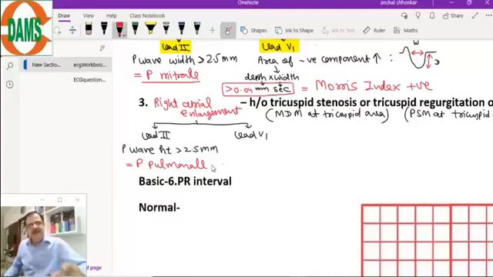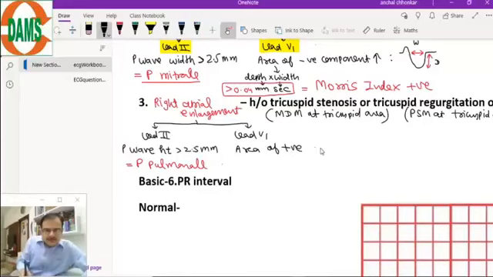Now in lead V1, the area of the positive component increases. It will increase. The area of the positive component will increase like this in the diagram.